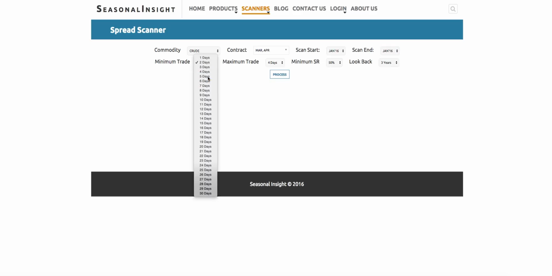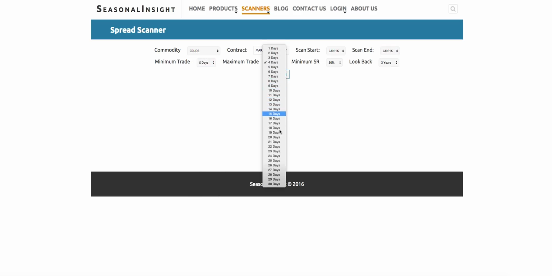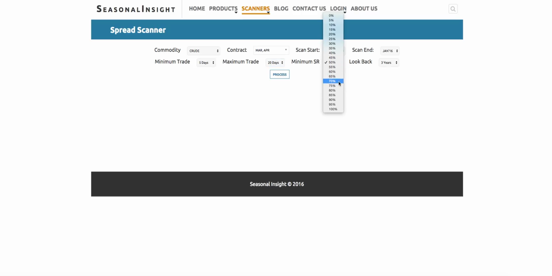How long do we want to be in the trade? Let's go a minimum of 5 days, maximum of 20 days. Let's go a success rate of 75%. Let's look back and go as far back as 15 years. We'll go 10 years.